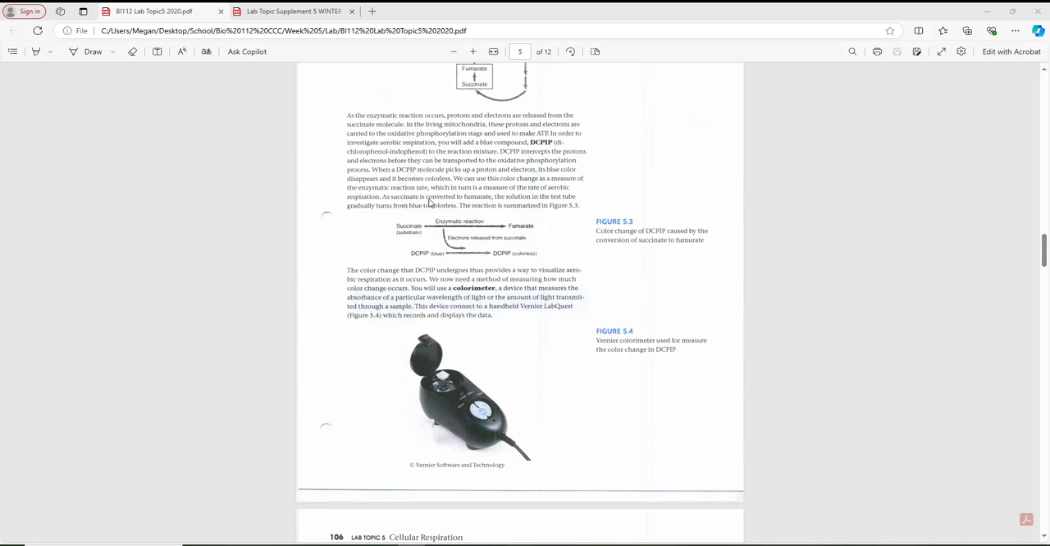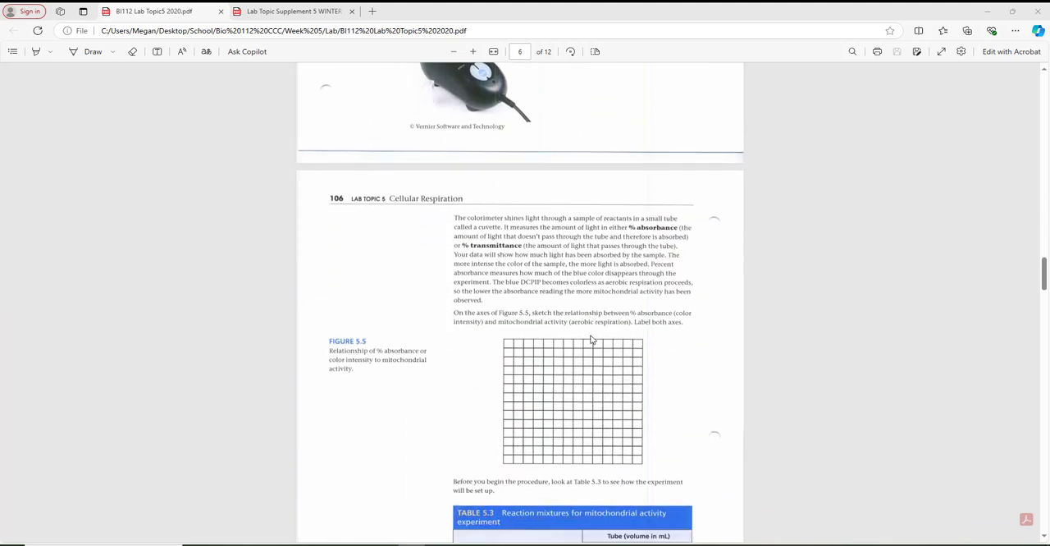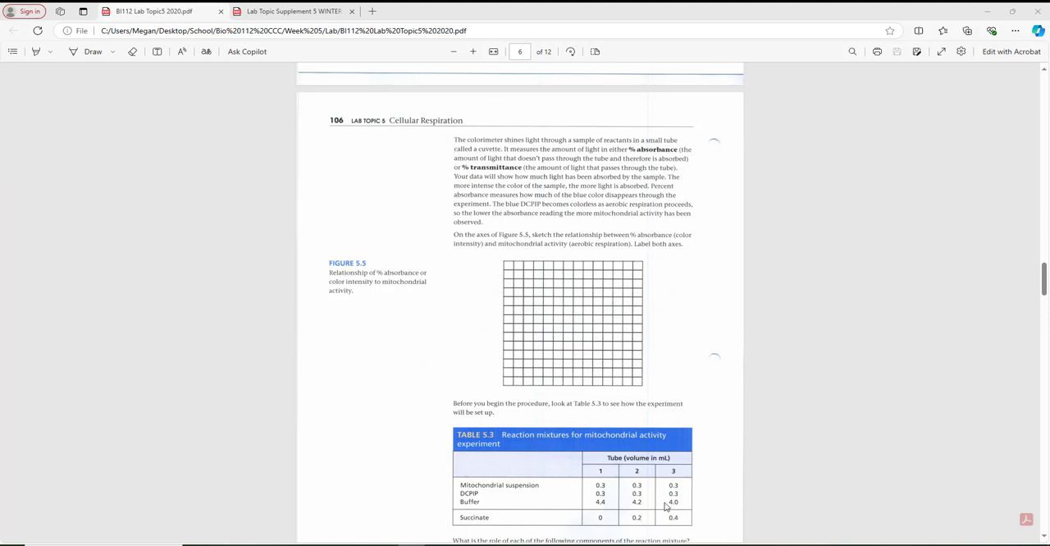You can see how the succinate should react with the enzymes present in the lima bean to turn to fumarate, and you should see during that time the electrons released will turn the color of the DCPIP from blue to colorless, and so we should see a change. So we should see the more succinate presence should hopefully lead to more color change. Right?